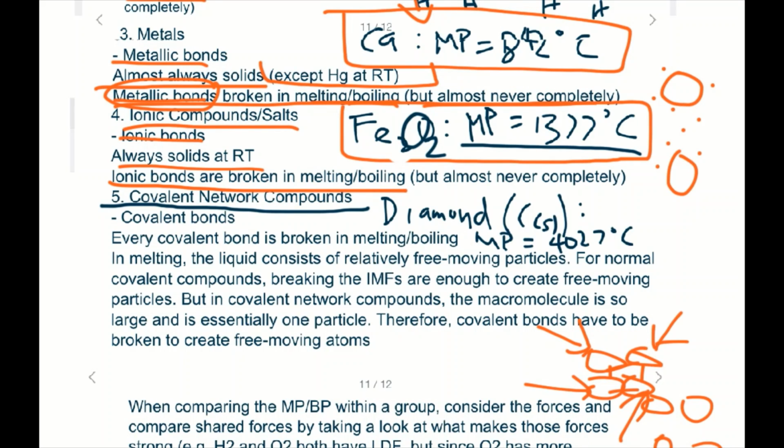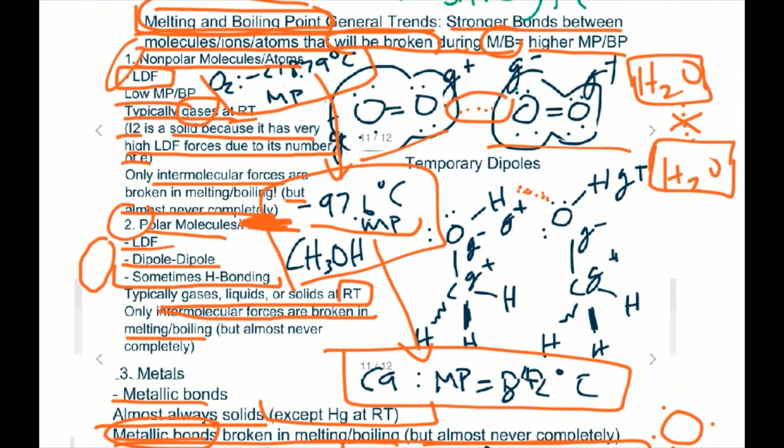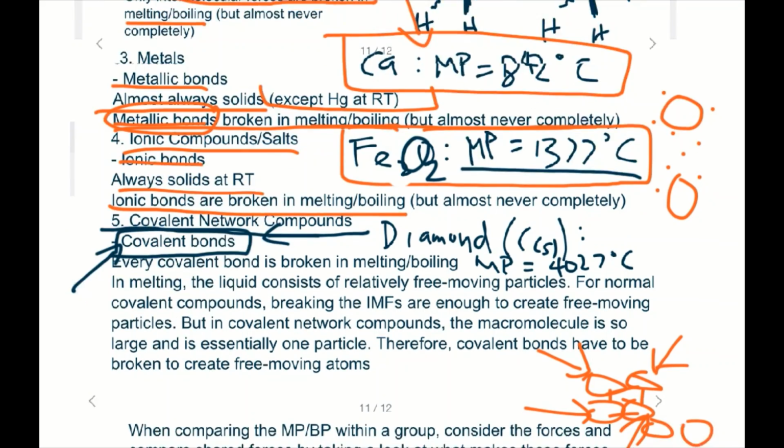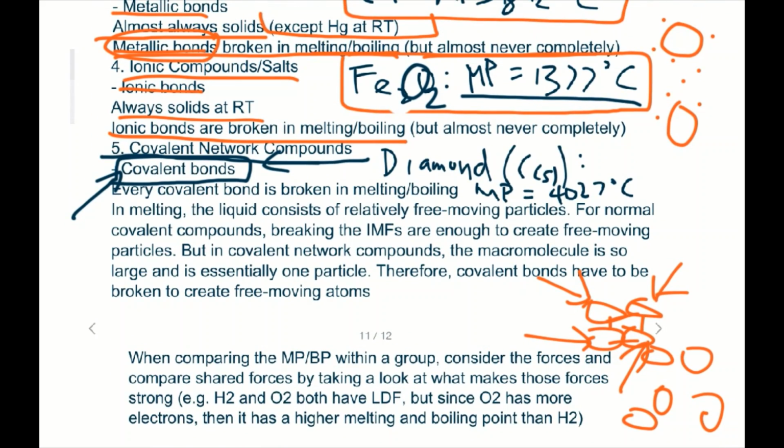These are known as covalent network compounds or solids. So these are always solids because they have such a high melting point, and these have covalent bonds. And why did I write covalent bonds here and not for these guys? Well, for covalent network solids, you have to actually break covalent bonds in order to get them into a liquid or a gas.